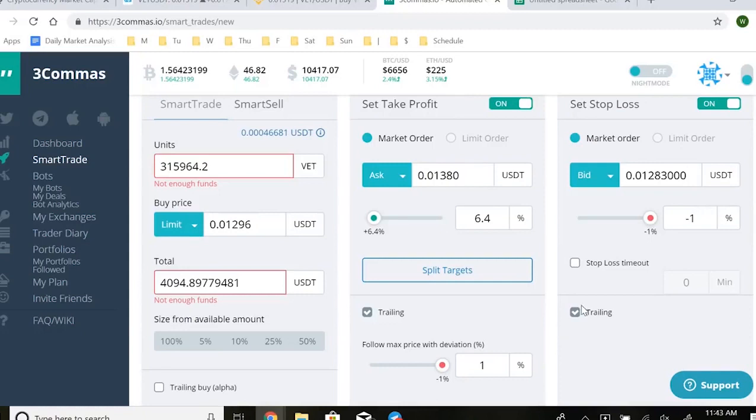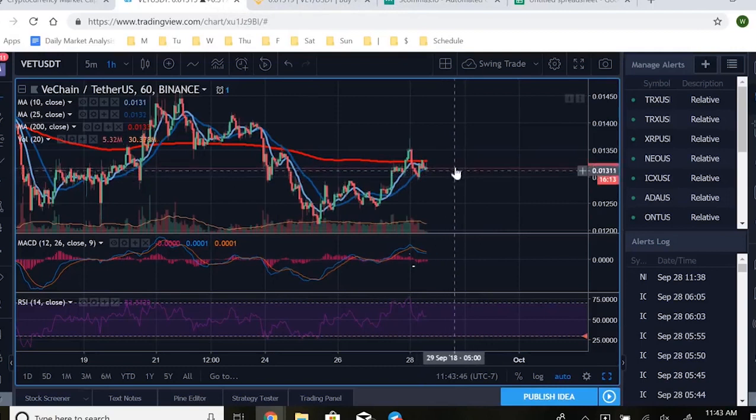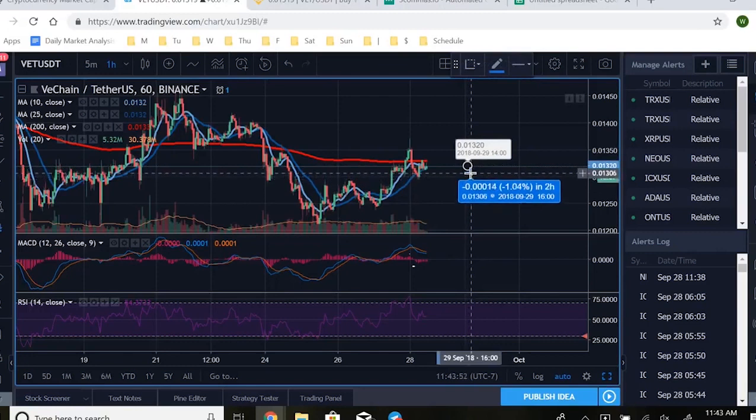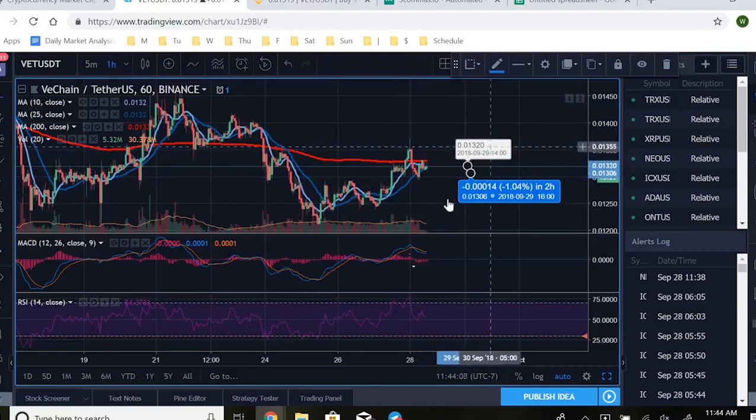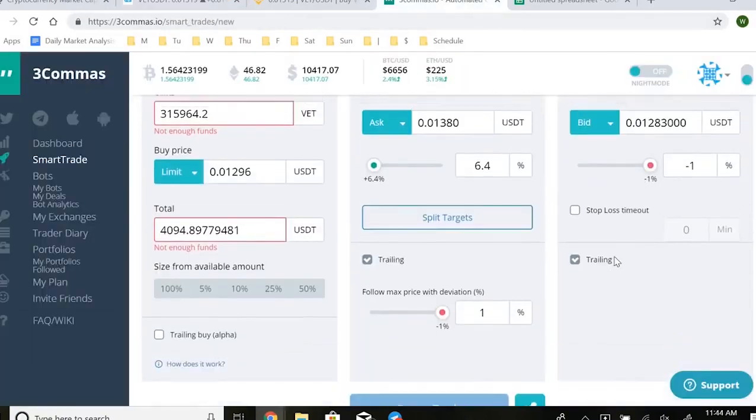3Commas does a great thing, allows you to do a trailing stop loss, which is basically this: if you buy in at 1320, let's say, and your stop loss is at 1%, your stop loss is at 1306. If you go up 1%, then the stop loss will rise to the price that you bought at. As the price of the asset goes up, the stop loss will adjust and move up with it, so that if you're up 3% and the price just plummets, you will sell out at a 2% gain and walk away with a 2% gain instead of a 1% loss as normal. That is another great thing about 3Commas.